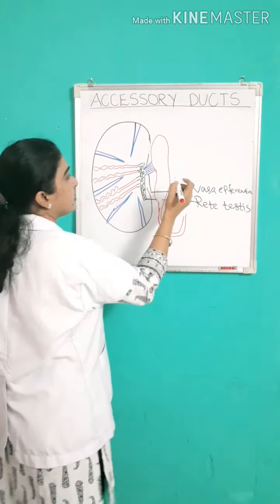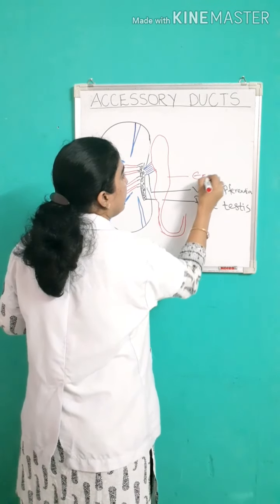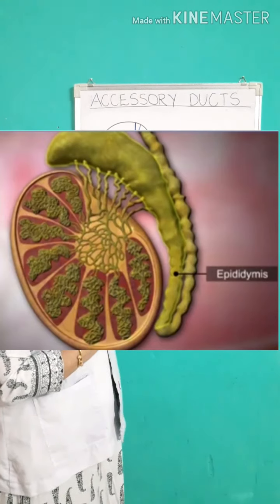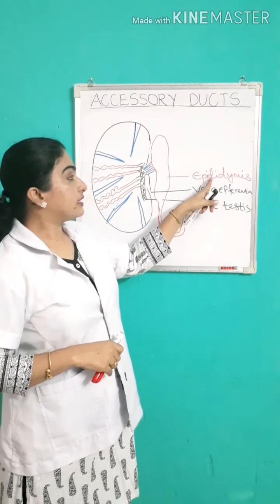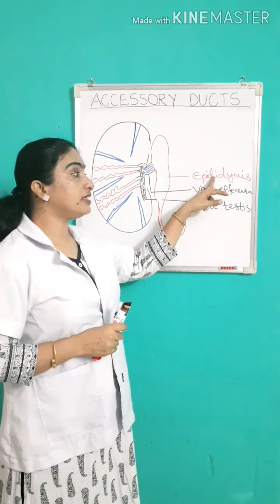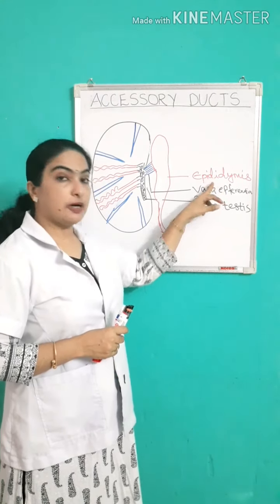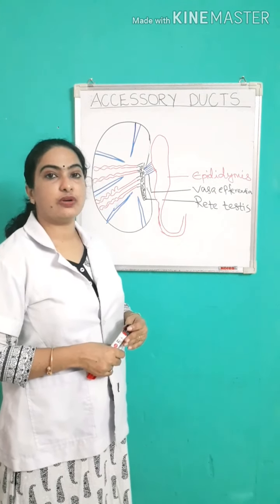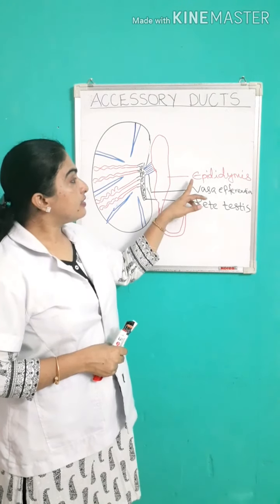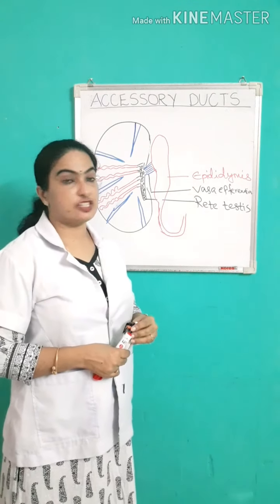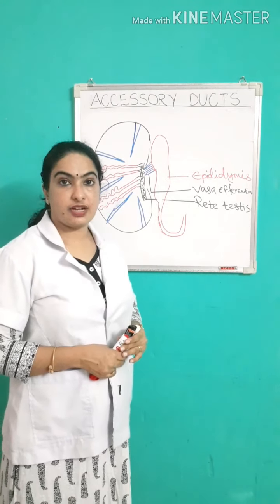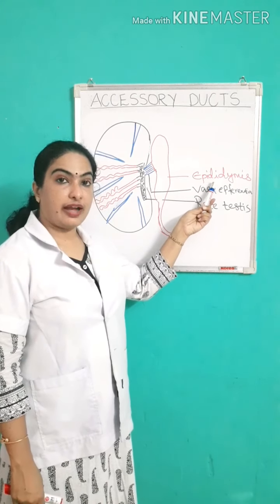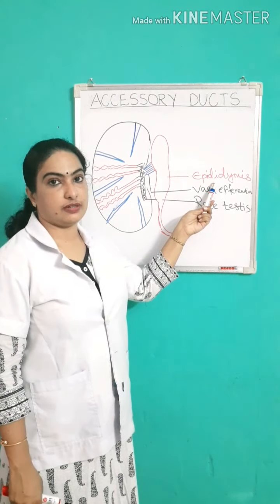This is another duct which is known as epididymis. This is a very important accessory duct because the epididymis stores sperm for about 18 to 24 hours. That is, only temporarily can they store sperm. And sperm maturation also takes place in the epididymis. So epididymis is the place where storage and sperm maturation occur.